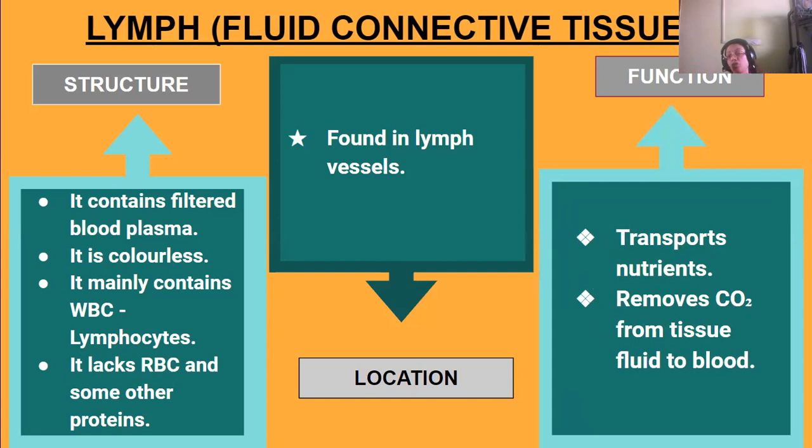Another main function of the lymph is that it removes the carbon dioxide which is present in the tissue fluid and moves it to the blood. The blood will take that carbon dioxide to the heart and then to the lungs, which will remove the carbon dioxide from the body, and oxygen will be taken in. Like this, the purification of the blood takes place inside the body.